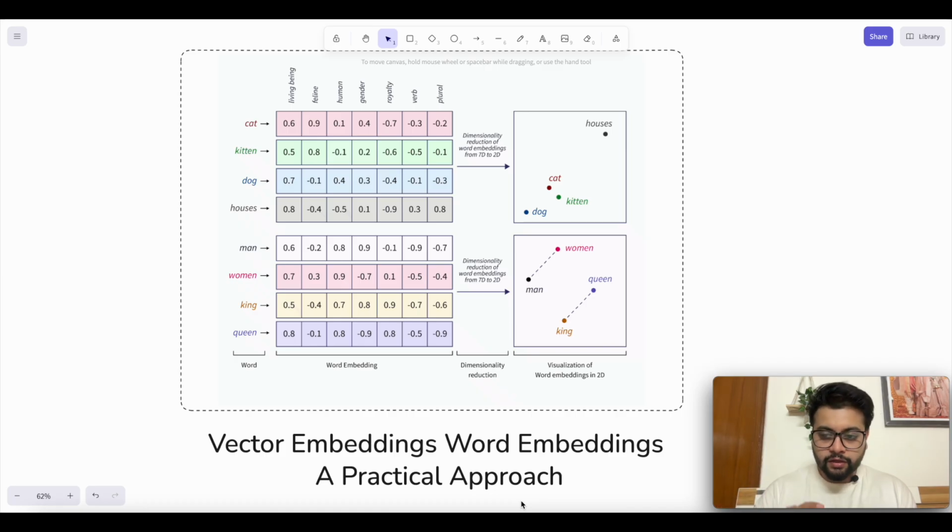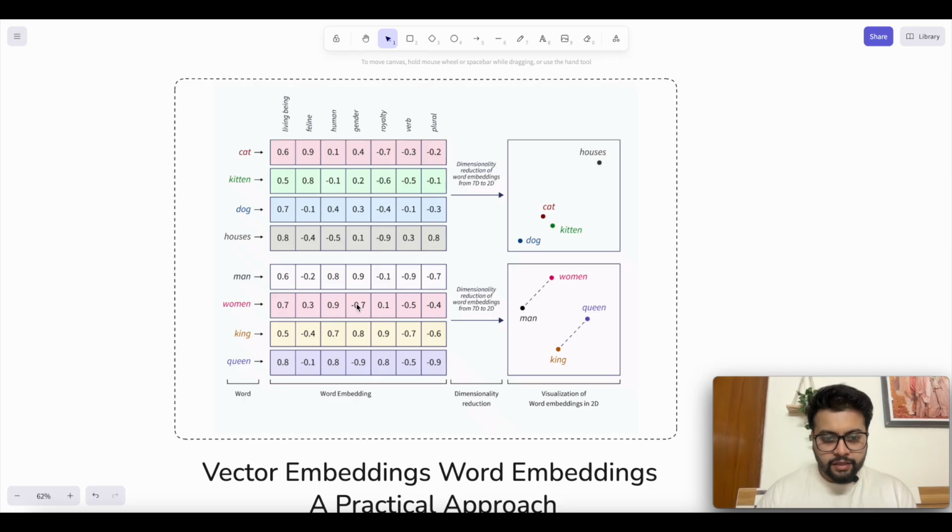So you can think of this diagram given here. We have a lot of words: cat, kitten, dog, houses, man, women, king, queen. And you see all of these words are represented by a stream of numbers, or vectors. These are called vector embeddings, and since each represents a particular word, it is also known as word embeddings.